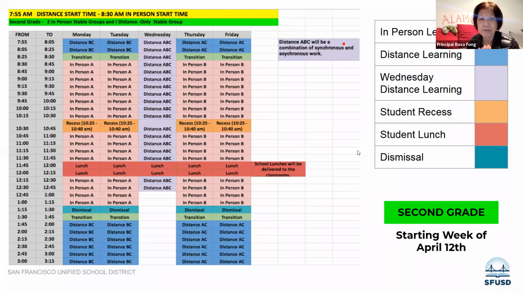Okay, so this is the second grade schedule. Very similar, same thing. On the right side, we have the color rubric. The only difference between kindergarten, first and second will be the lunch period and the recess.